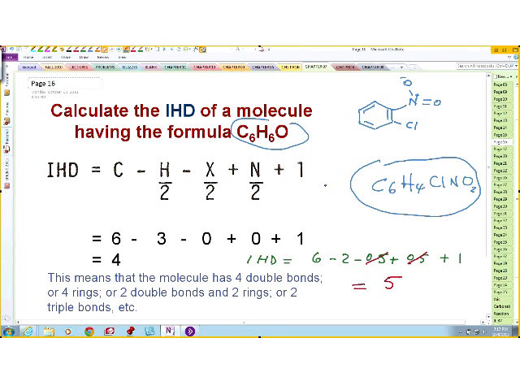Anyway, that is how you use the index of hydrogen deficiency to narrow down the possibilities if you are dealing with some unknowns. So at this point, I want to introduce to you the 4 major types of organic reactions.